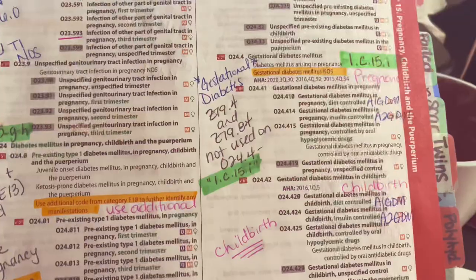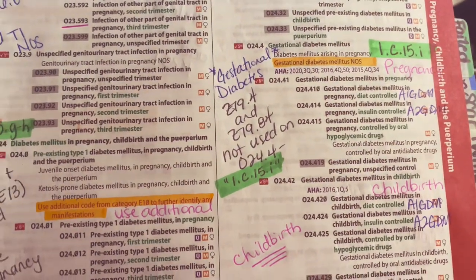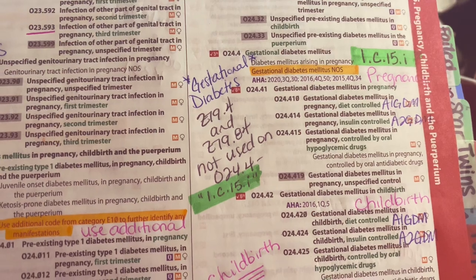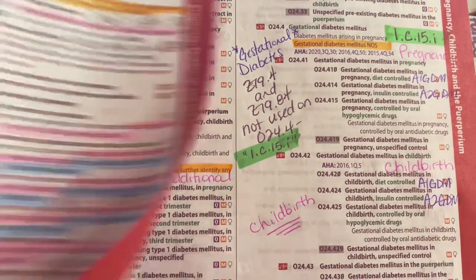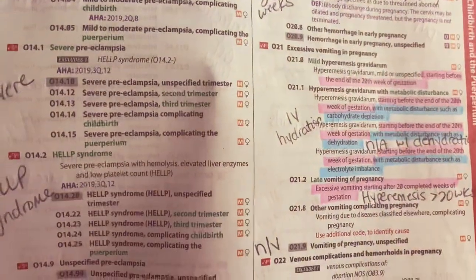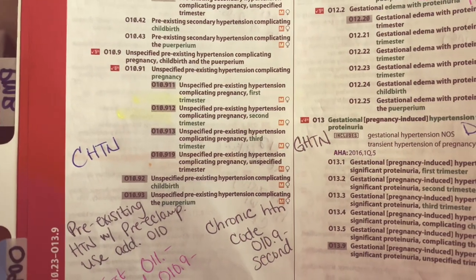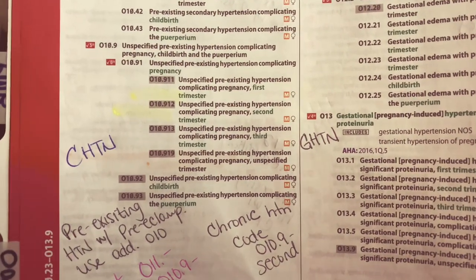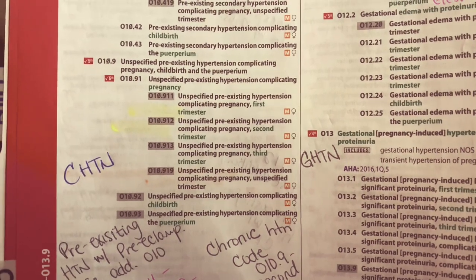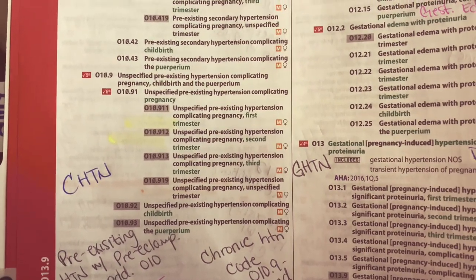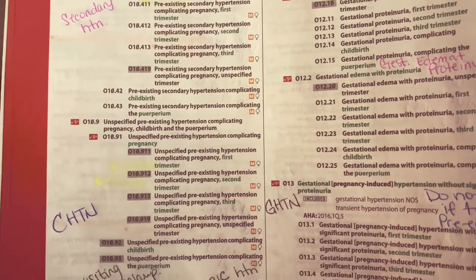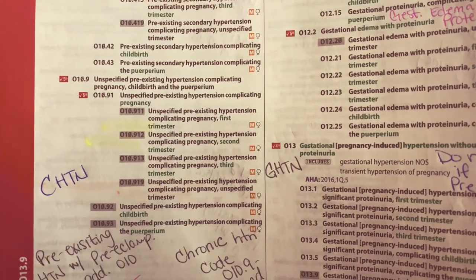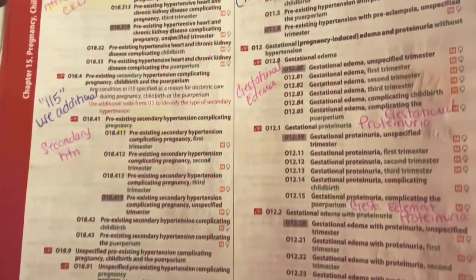And then let me show you guys. Okay, so my first diagnosis, I have O24.414. My next one I have for chronic hypertension over here. And we are using 913 because this is her third trimester. And I'm using unspecified because they do not specify the type of hypertension. This is just regular chronic hypertension, unspecified.